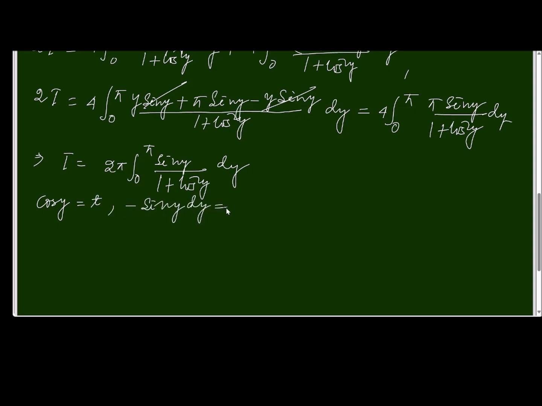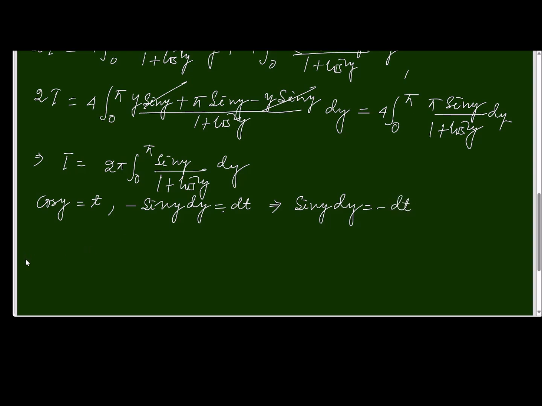So now on simplifying, the 2 will cancel with 4. This gives us I equals 2 pi, taking pi outside, times the integral from 0 to pi of sin y over 1 plus cos square y dy. To integrate this, let cos y equal t. Then minus sin y dy equals dt, or sin y dy equals minus dt.